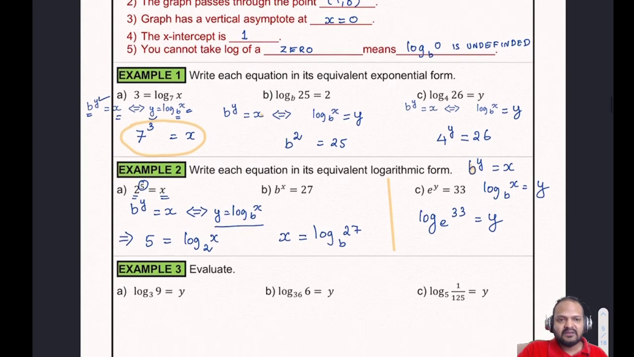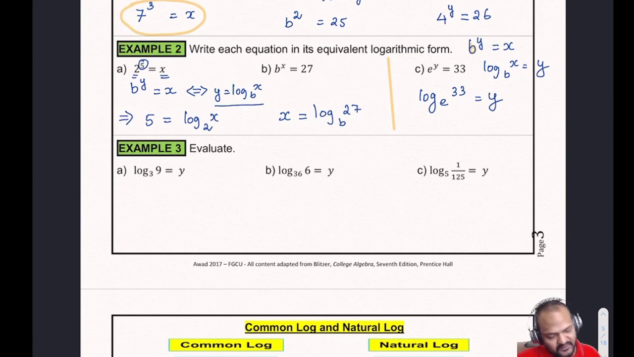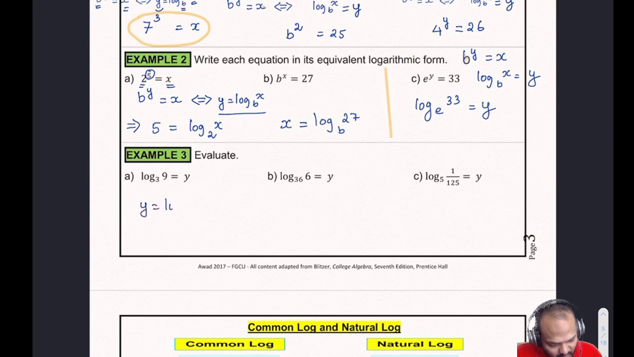All right, so now let's try to evaluate these ones based on the understanding of how logarithms work. Now I have log 9 base 3 is equal to y. So as I said earlier, whenever someone asks a question y is equal to log base b of x, the question is: what is the power of b that will give me x? Because b to the y is equal to x. So in this case, what is the power of 3 that will give me 9? We know that 3 squared equals 9.